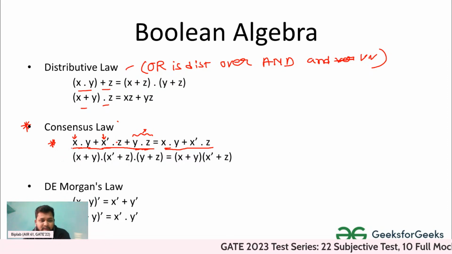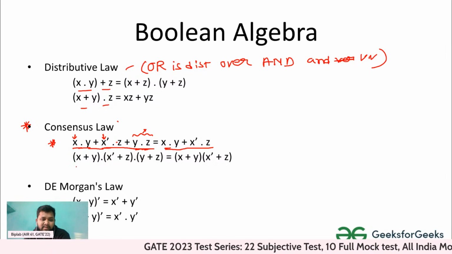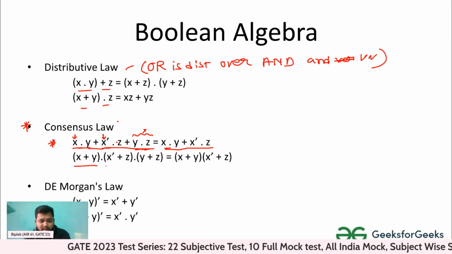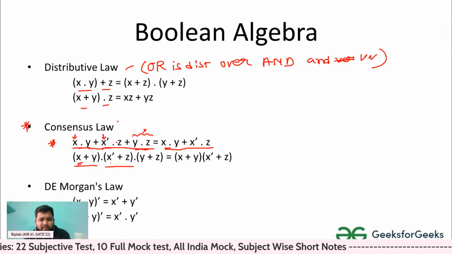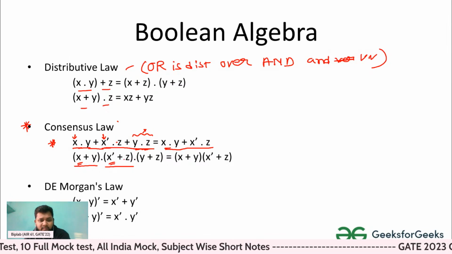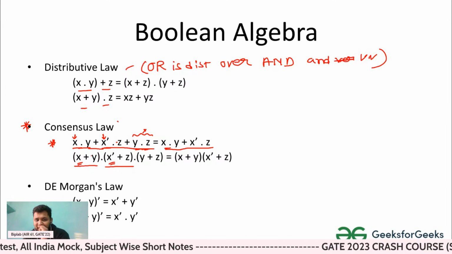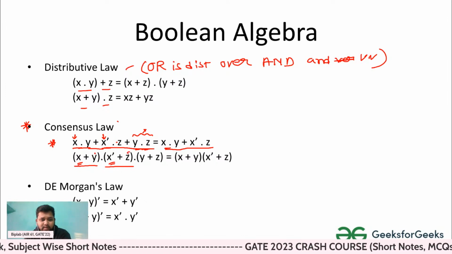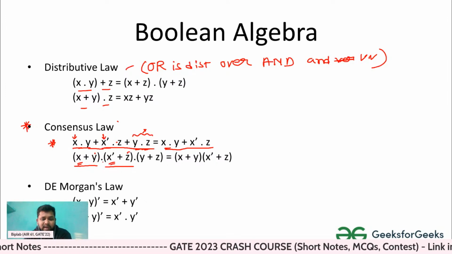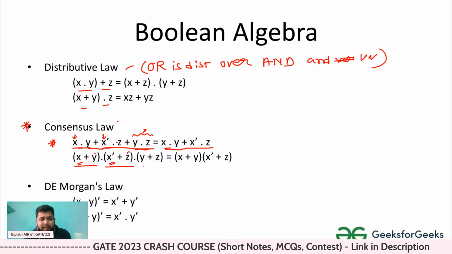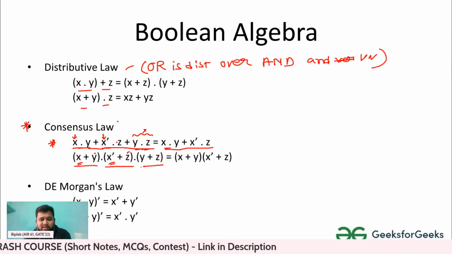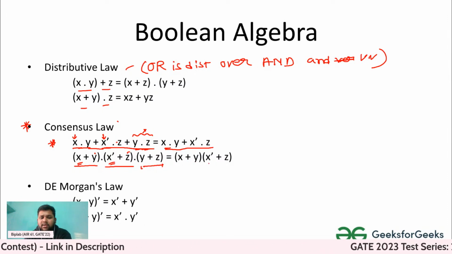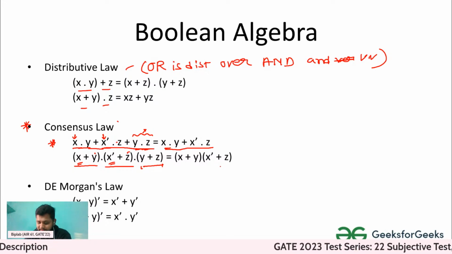Another one is the same thing, just replace with plus. Okay, x plus y, x bar plus z. x is present in non-complement form, x is present in complement form, and these two terms, that is y and z, which are present with addition, are present separately here. So you can discard this. You can write (x plus y) into (x bar plus z).